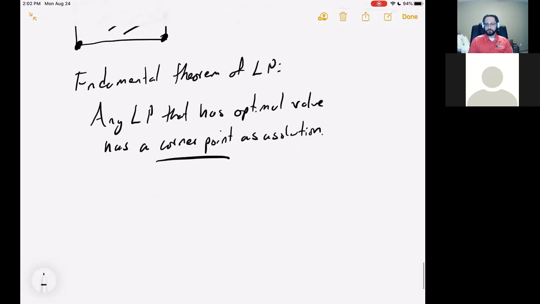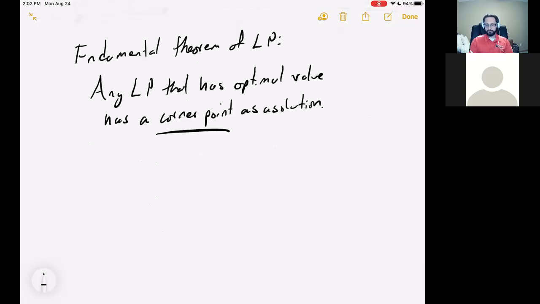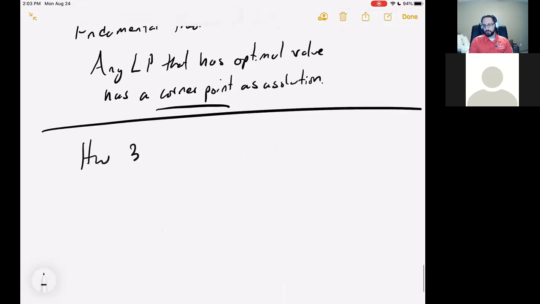There's a homework associated to Chapter 3, Homework 3.2, number 2. And that ends discussion for Chapter 3, Section 2.